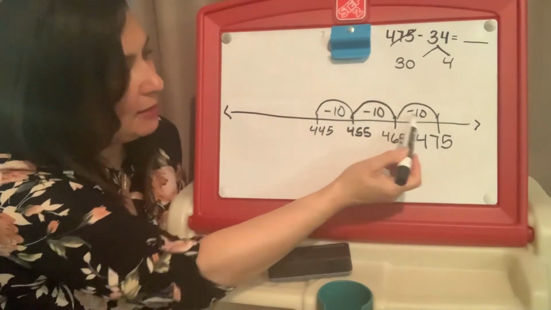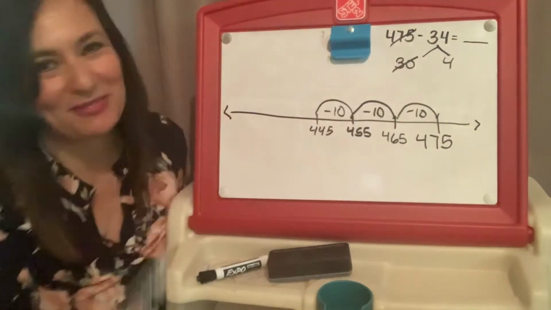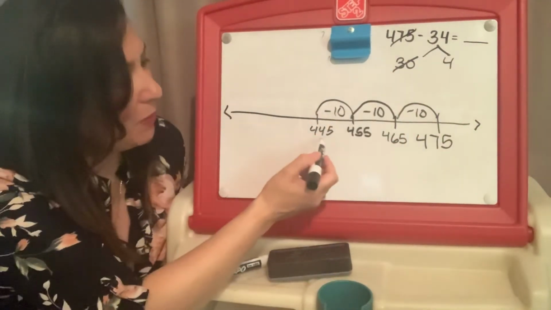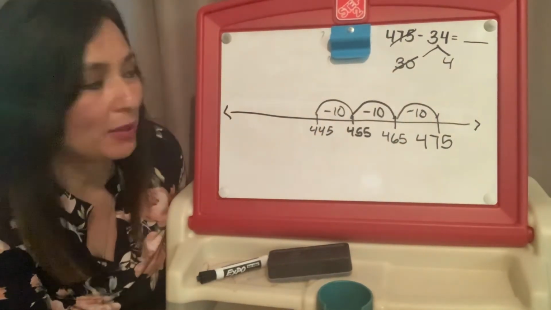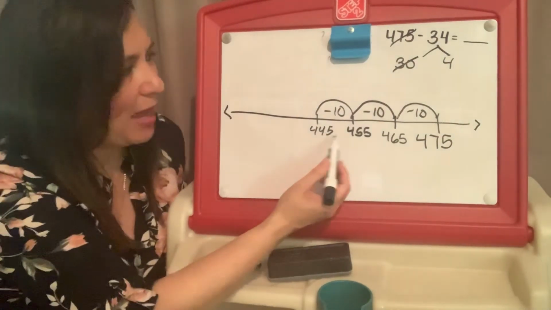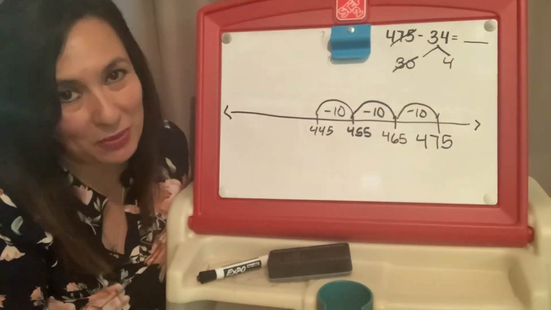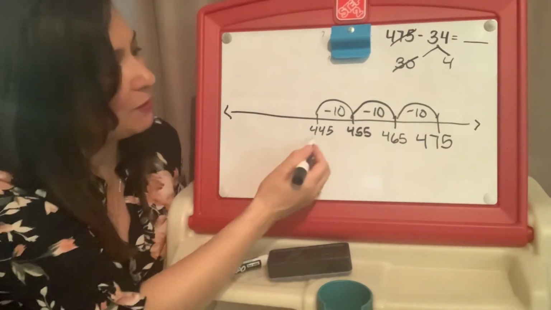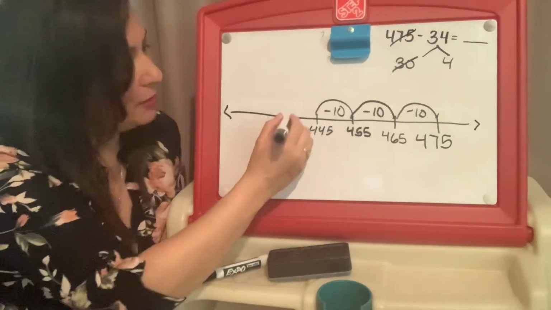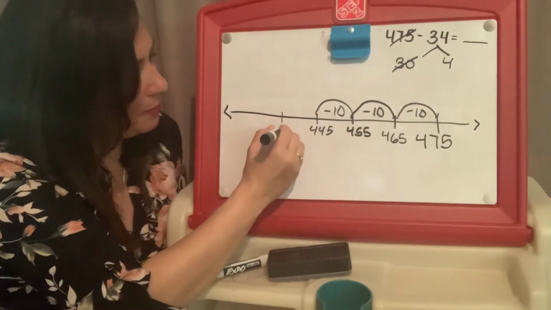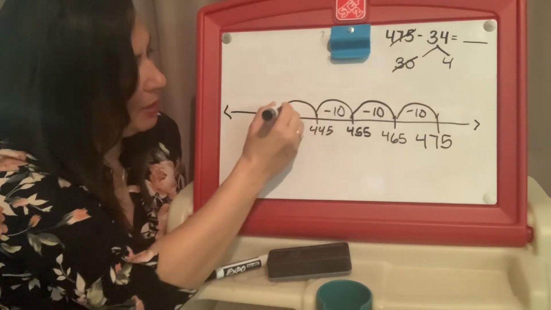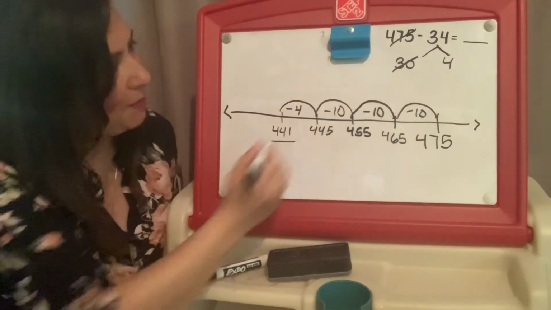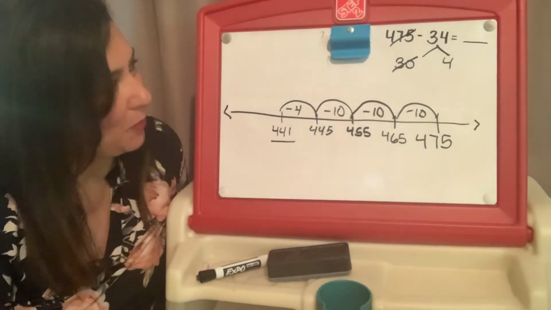I'll draw my jump and I'll label it subtract 10. Now I've subtracted 10, 20, 30. I'm done with it. What do I have left to do? Subtract 4, right? 445 subtract 4. If this is hard for you, just think about 5 subtract 4. 5 subtract 4 is 1. So 445 subtract 4 is 441. So I'll position 441. I'll draw my jump and I'll label it subtract 4. My difference is 441.